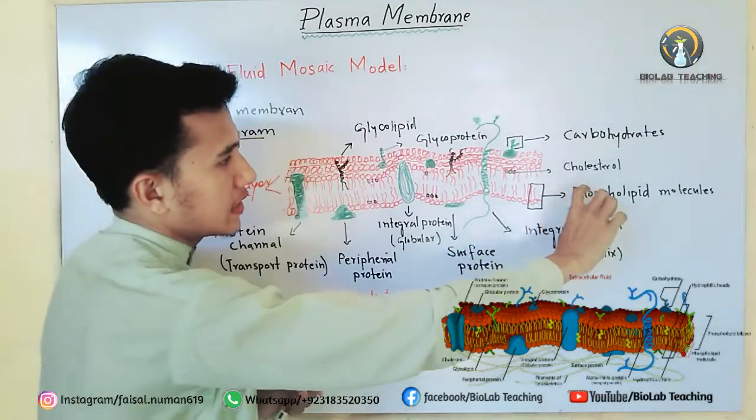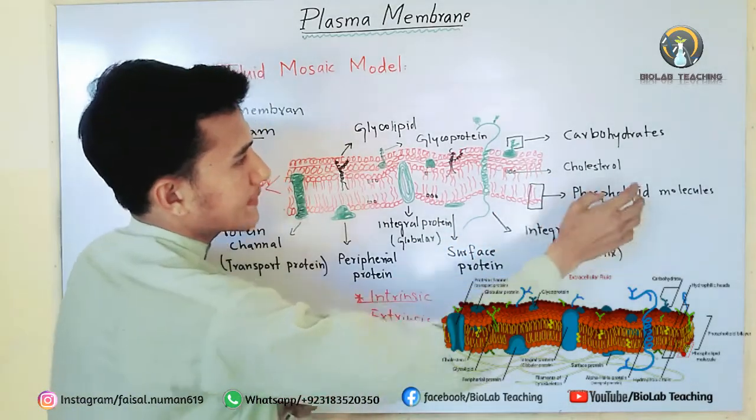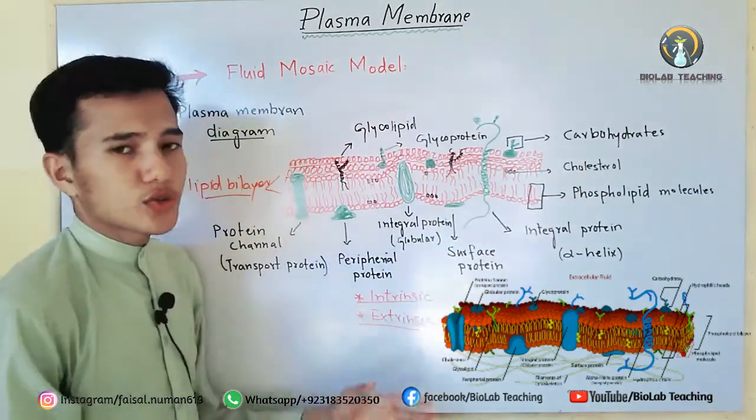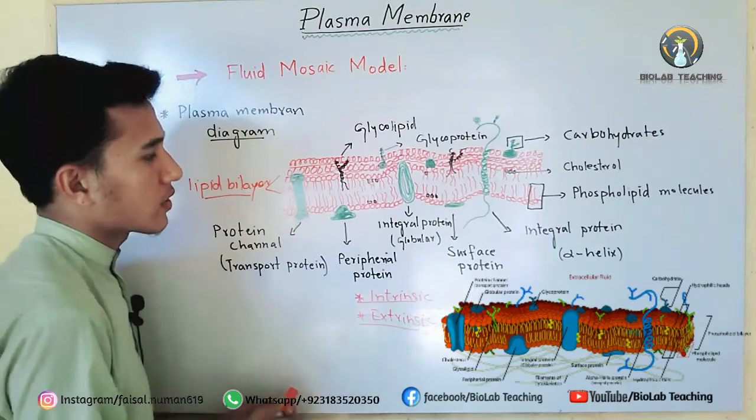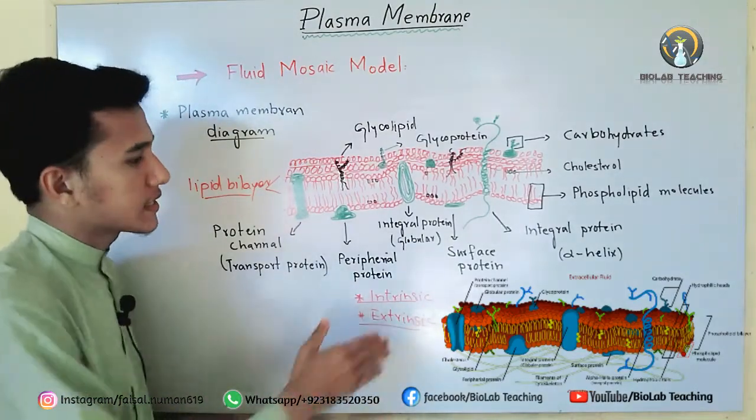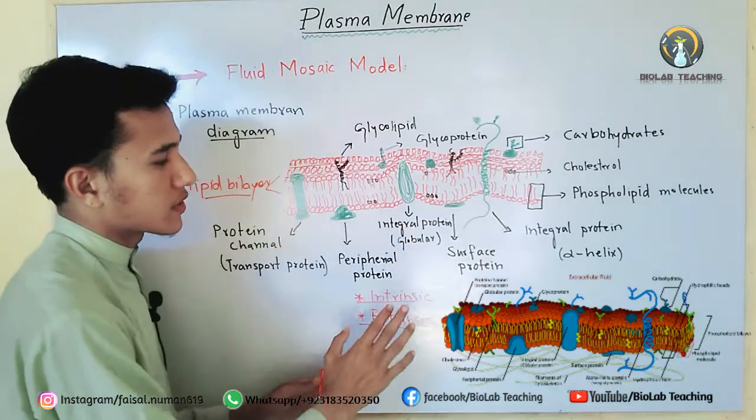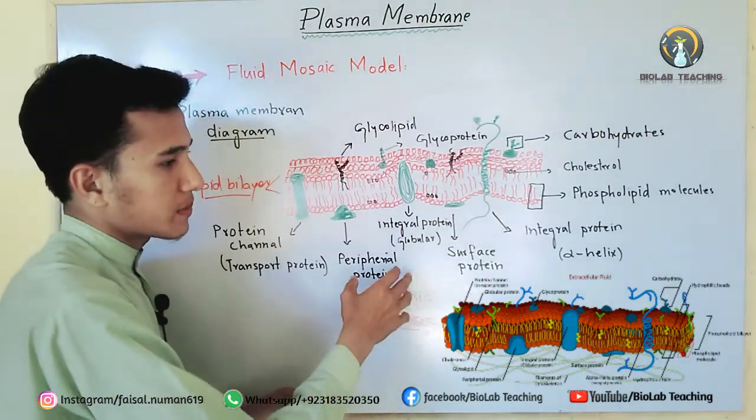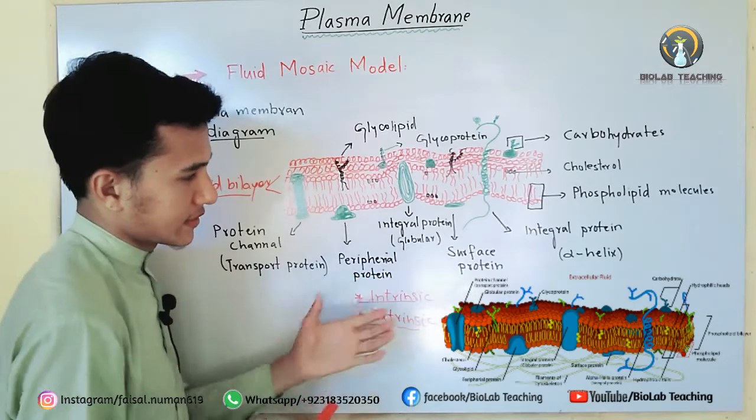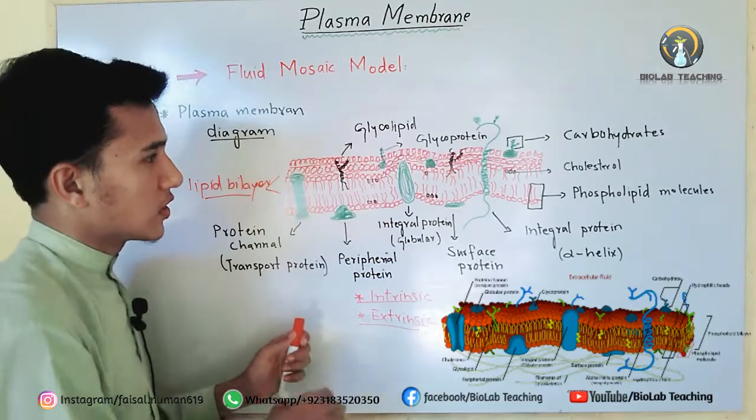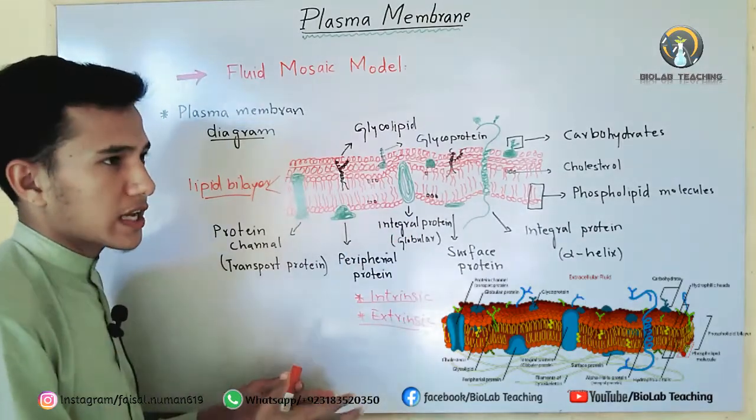This is the phospholipid molecule. In the phospholipid molecule, cholesterol is also embedded. There is another type of protein, the surface protein, which attaches to the cytoskeleton in the cytoplasm. So this is the fluid mosaic model.